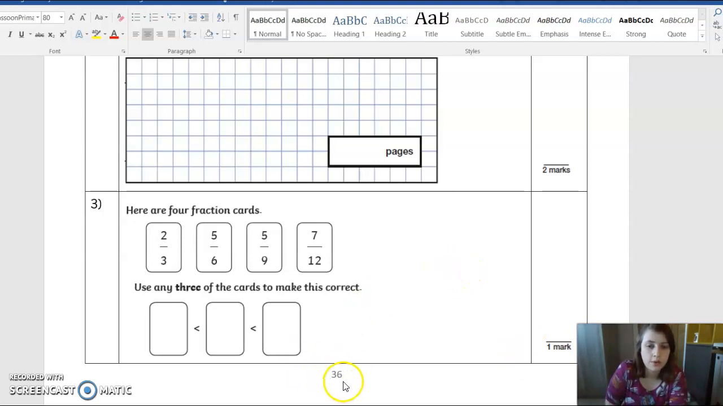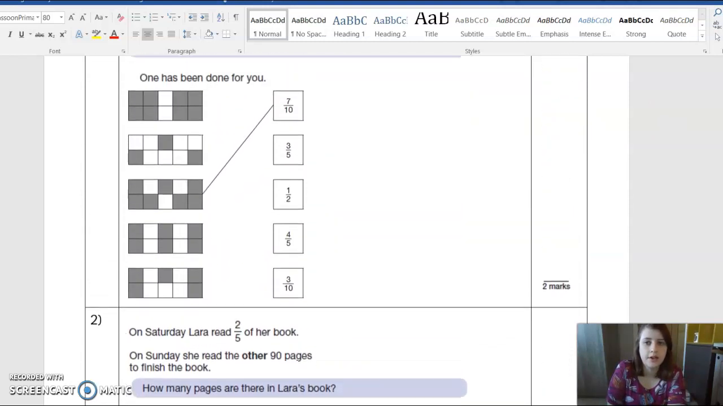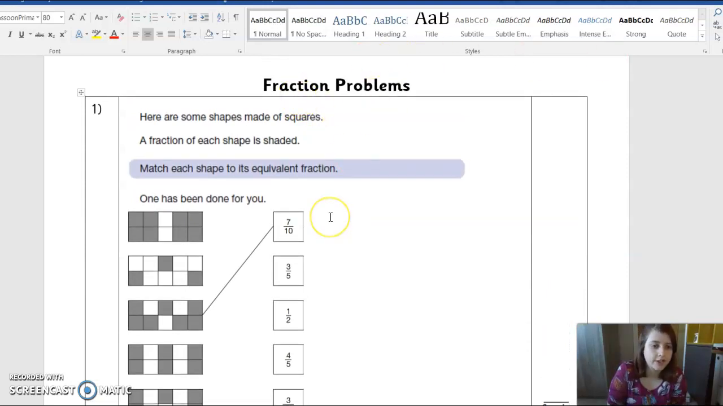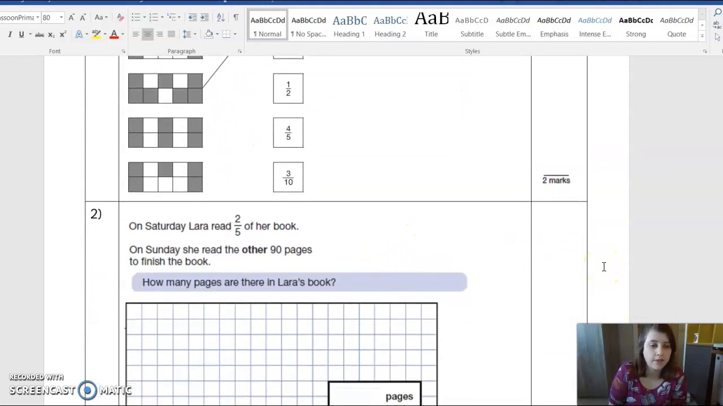So what we're going to do for homework for tomorrow is page 36, questions 1, 2 and 3, which are going to be on fraction problems, just to recap some of the fraction things we've been doing the past couple of weeks. So it might be questions like shading, but also finding fraction of amount as well. So have a go at those questions and come back and check them tomorrow.